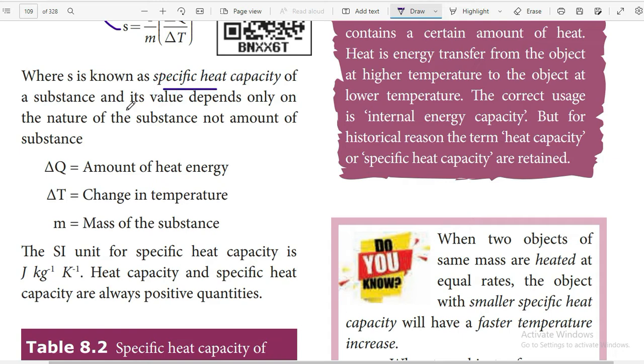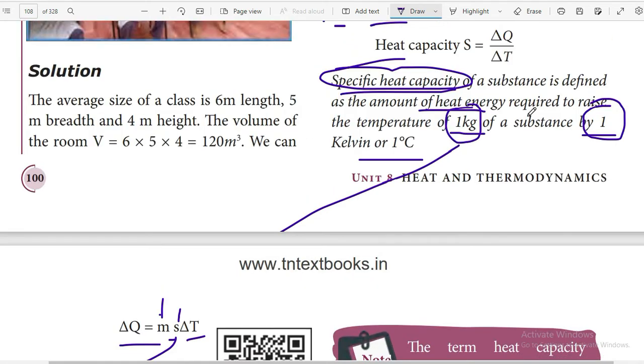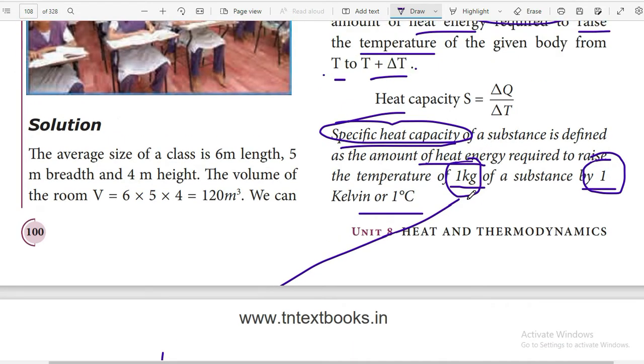S is known as the specific heat capacity of the substance, and its value depends on the nature of the substance, not on the amount of substance. The specific heat capacity is the amount of heat energy required to raise the temperature of 1 kg of a substance. For example, 1 kg of oil, 1 kg of water, 1 kg of groundnut oil, 1 kg of steel, 1 kg of aluminium.